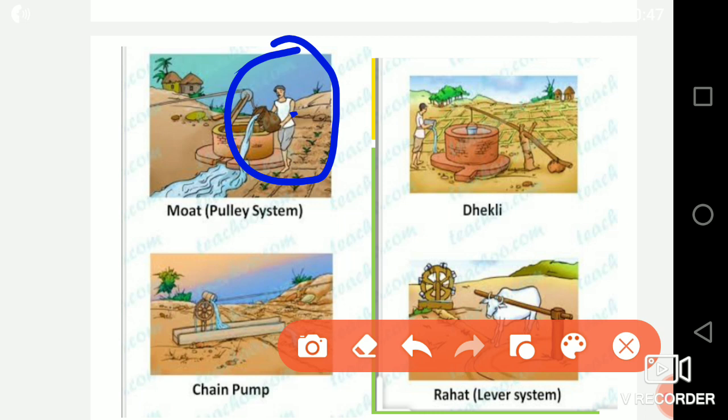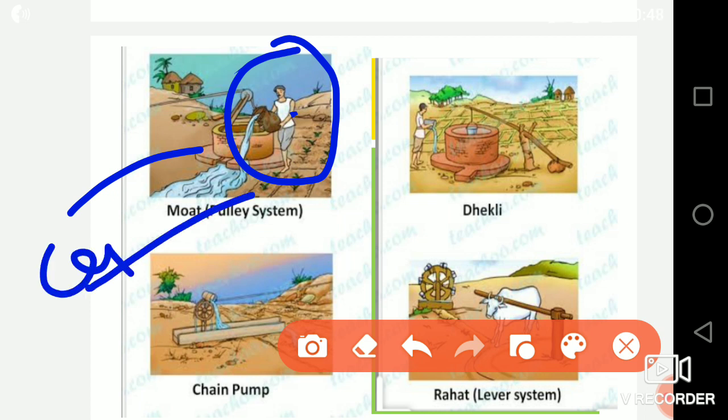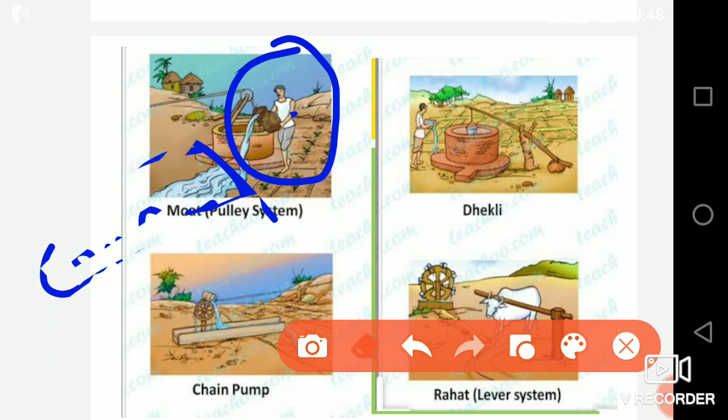If the canal is a little bit long, then most of the water will be absorbed by the canal, the channel through which the water goes, and this causes the wastage of water. So after absorbing a good amount of water, only then will this water reach the field. So here is the wastage of water. This was about the moat system.